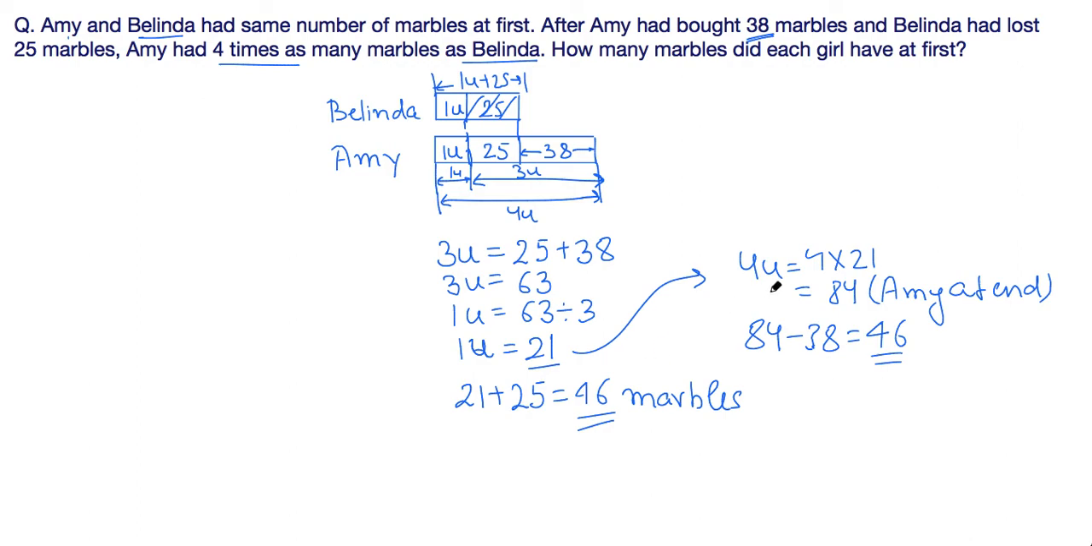So you can choose either way. I would say that the first is better, because it is shorter. You already know Belinda at the end was 1 unit. You just need to add another 25 to find how many marbles each of them had at first.